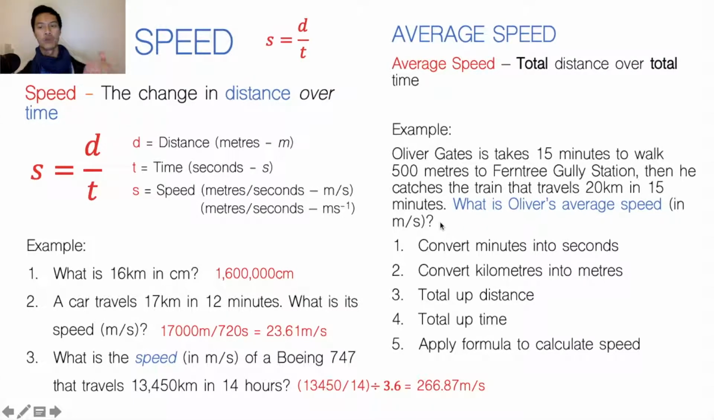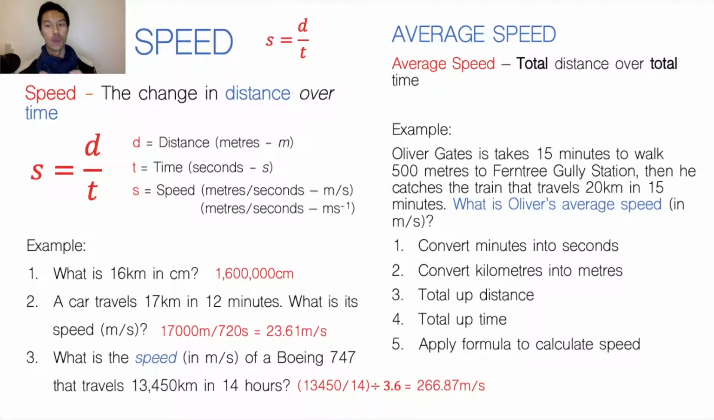And if I'm trying to ask, well, what is the average speed in meters per second, then what you need to do is figure out two sets of distances and two sets of time. The first set of distances is the 500 meters, and then the second set is 20 kilometers, and then the two sets of time are 15 minutes to walk and then 15 minutes in the actual train. So you want to calculate total distance and total time. Right? And so there's a step-by-step process you can do that.